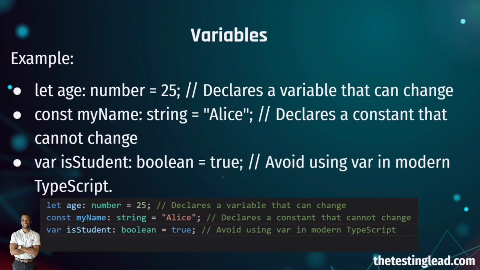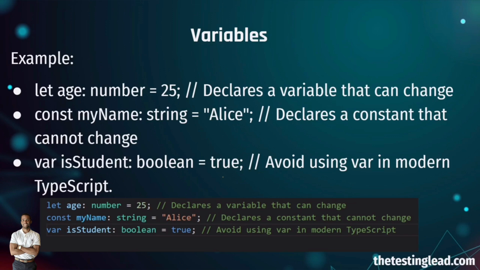Here's an example. Let age, number, equal 25. This declares a variable that can change. Const my name, string, equals Alice. This declares a constant that cannot change. And var is student, boolean, equals true. Once again, avoid using var in modern TypeScript.